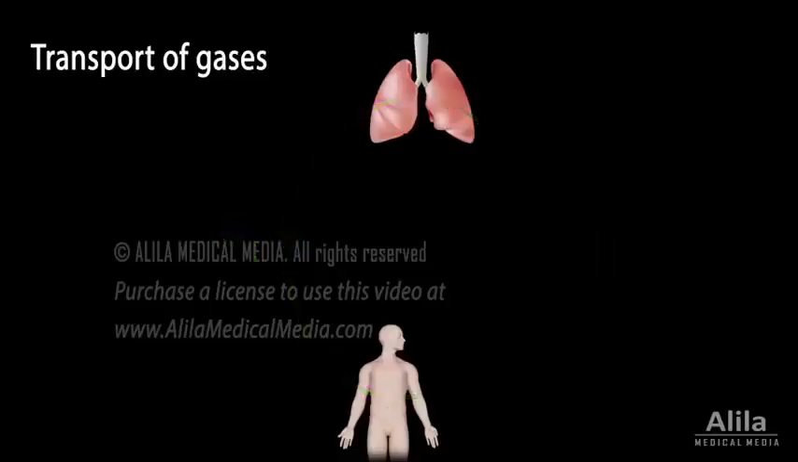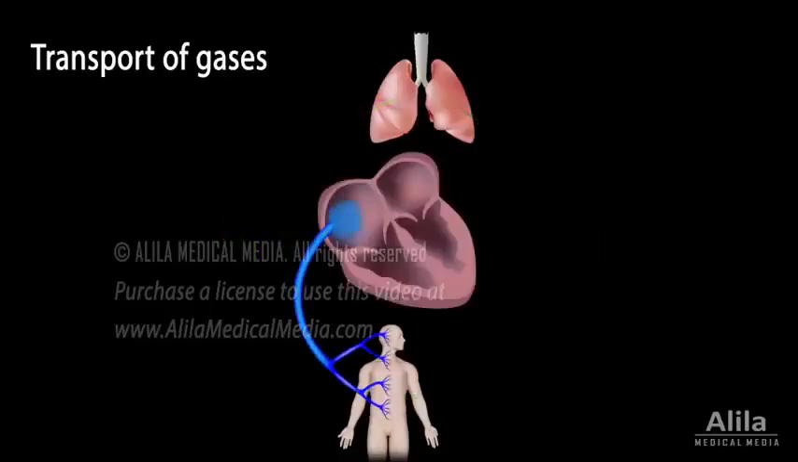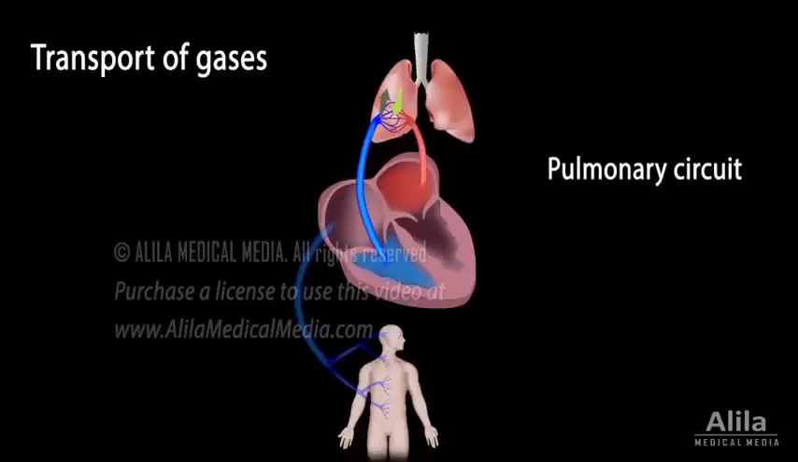Basically, oxygen-poor blood from the body returns to the right side of the heart, where it is pumped to the lungs. In the lungs, blood picks up oxygen and releases carbon dioxide. Oxygen-rich blood then returns to the left side of the heart. This part of the system is called the pulmonary circuit.